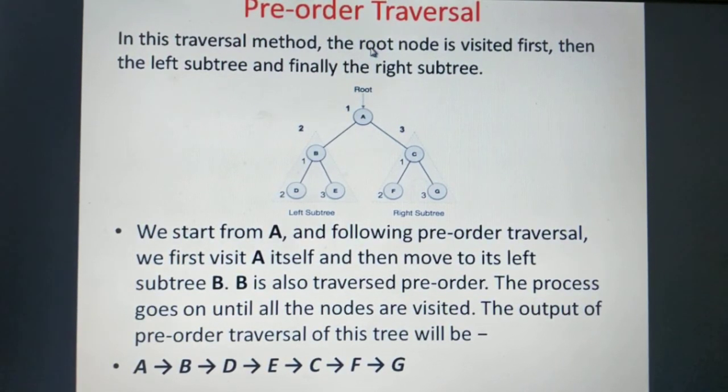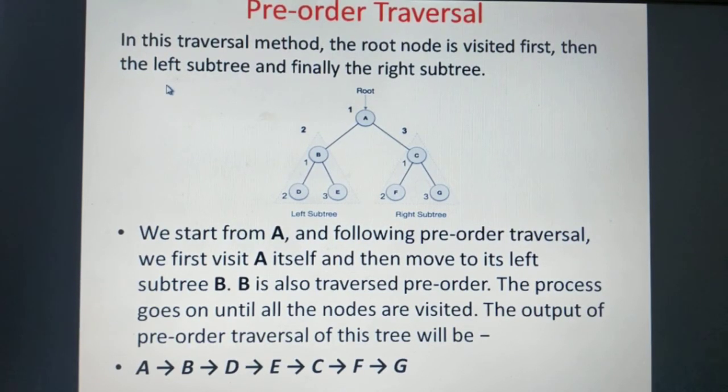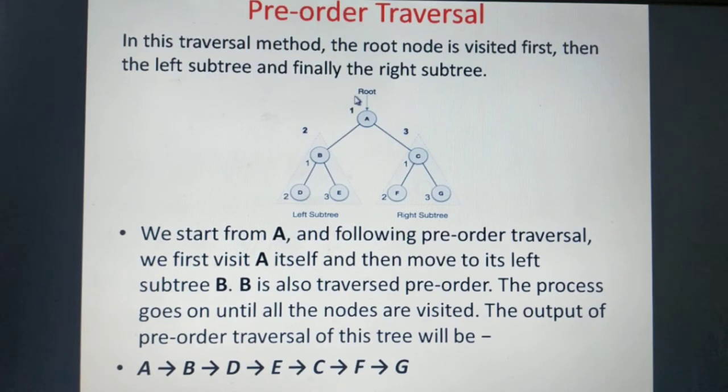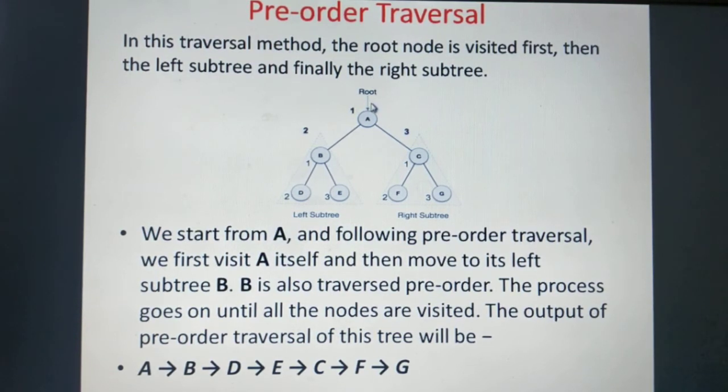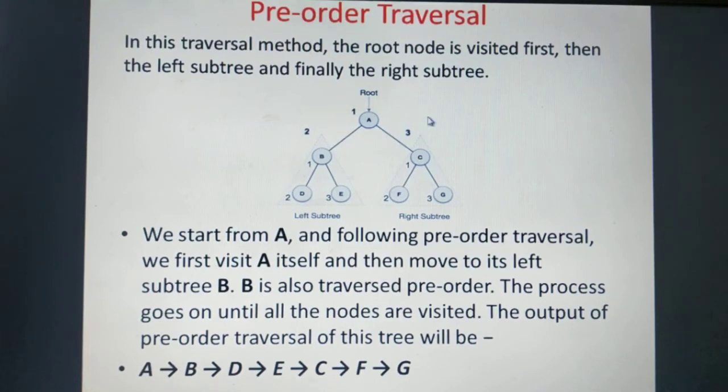In this traversal method, the root node is visited first, then the left subtree and finally the right subtree. So let us look into the figure. We start from root, then we follow a preorder traversal, that is first root, then the left subtree and then the right subtree, hence the numbers 1, 2, 3.